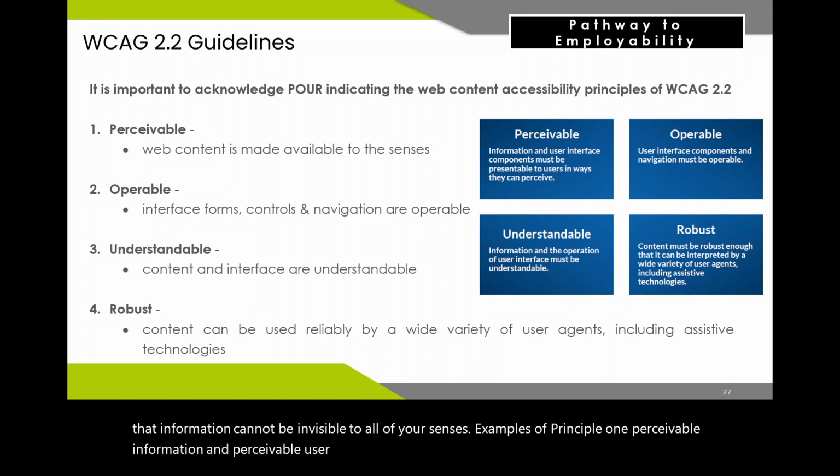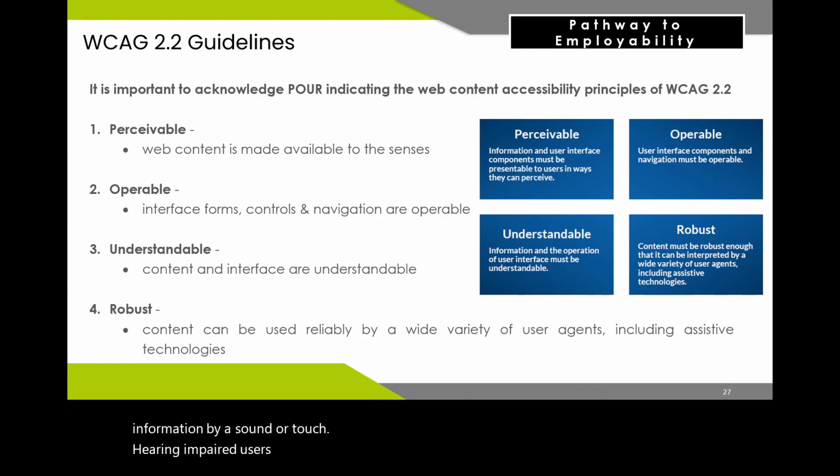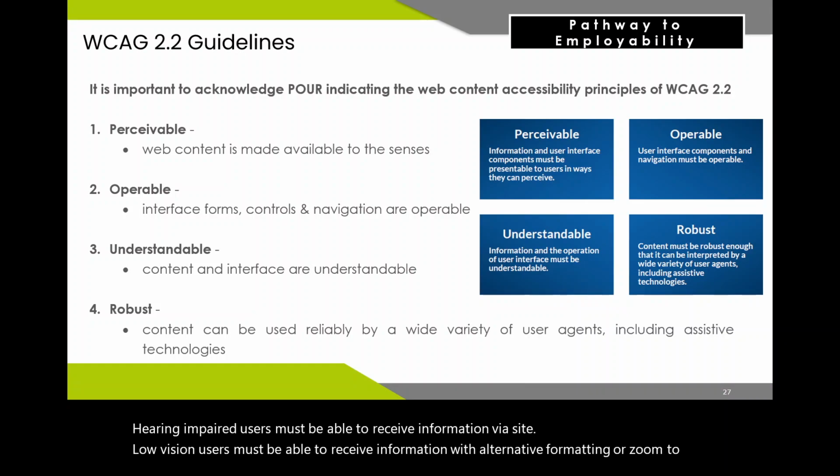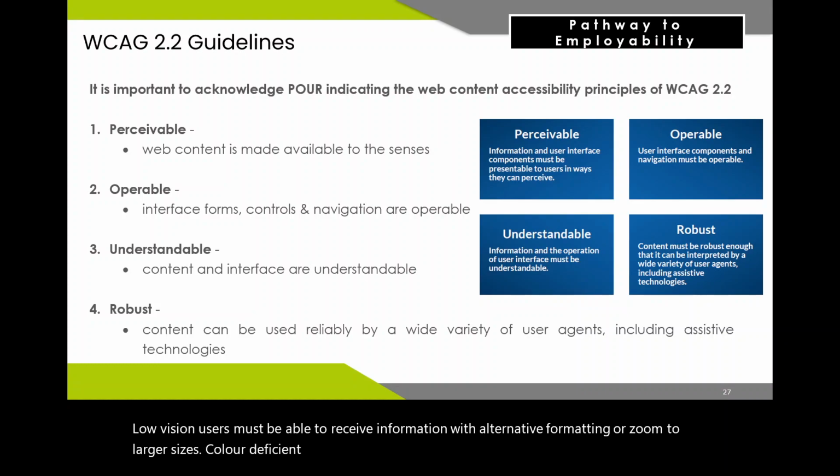Examples of Principle 1: Perceivable information and perceivable user interface. Visually impaired users must be able to receive information via sound or touch. Hearing impaired users must be able to receive information via sight. Low vision users must be able to receive information with alternative formatting or zoomed to larger sizes. Color deficient users must be able to receive information without use of color.